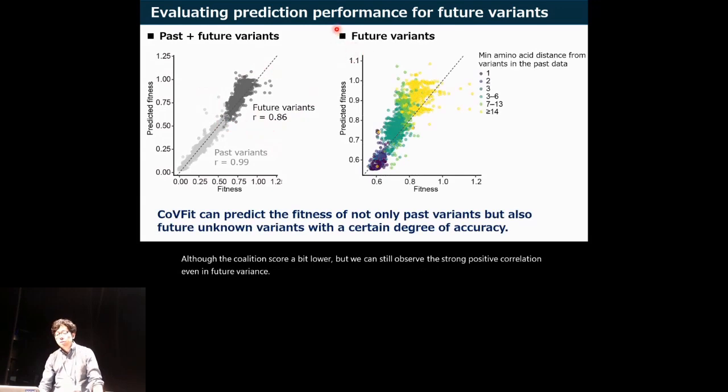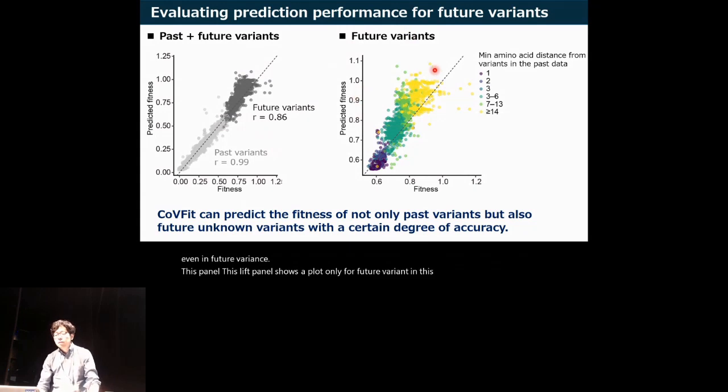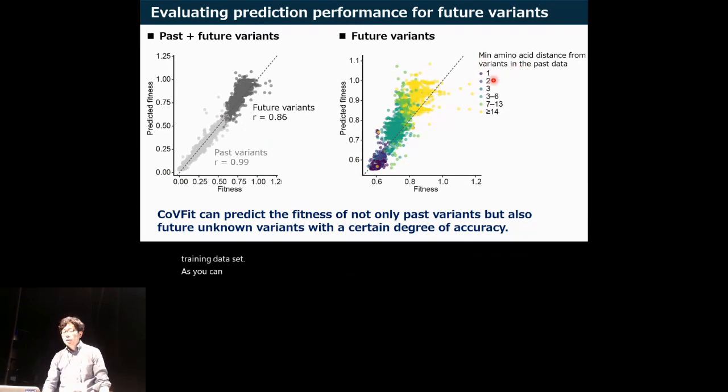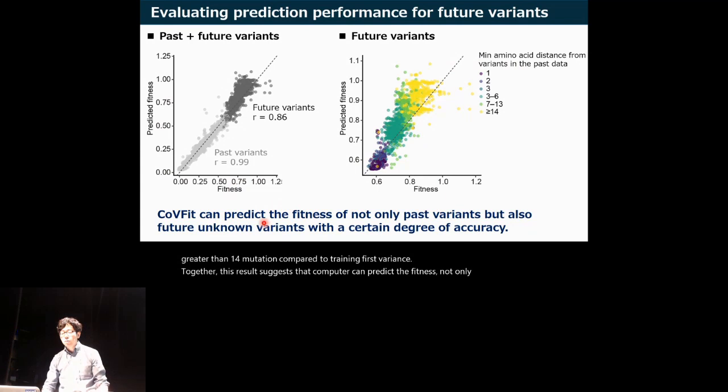This left panel shows a plot only for future variants. In this plot, variants are colored according to the minimum amino acid distance from the variants in the past training dataset. As you can see, COVFIT can predict the fitness value for future variants even for variants with greater than 14 mutations compared to training past variants. Together, this result suggests that COVFIT can predict the fitness not only for past variants, but also for future unknown variants with a certain degree of accuracy.